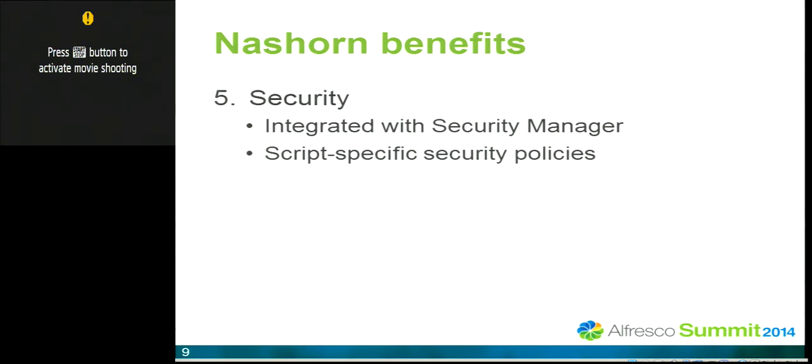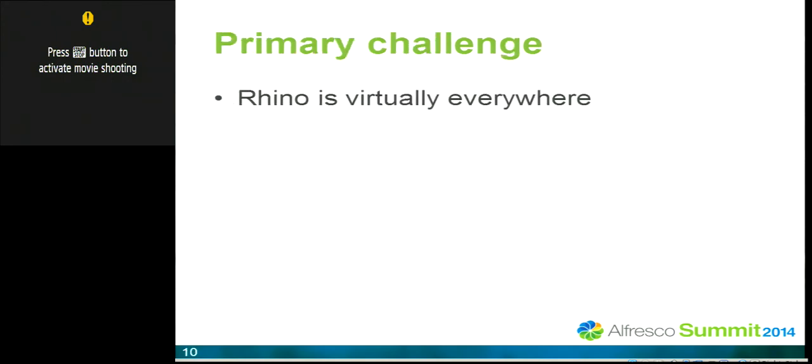If you're running a Nashorn application with a security manager in Java, you also benefit from the added security. You can actually write policy files that define what a script can access in terms of Java API, so you can really differentiate the security, not just have secure and unsecure scripts like in Alfresco standard.